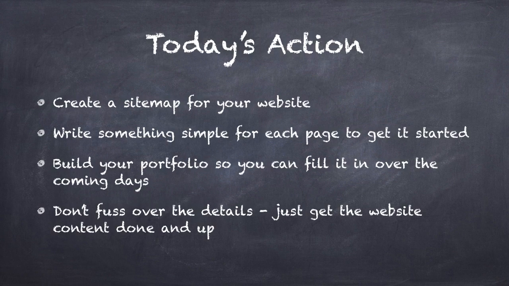All right, so today's action, let's keep it real simple. Do a quick sitemap for your website. Remember those 5 pages I talked about is the bare minimum. Write something really simple for each page to get it started. So that's 1,500 total words. That might sound like a lot, but if you just do a couple hundred every day for the next week or so, you'll be done.